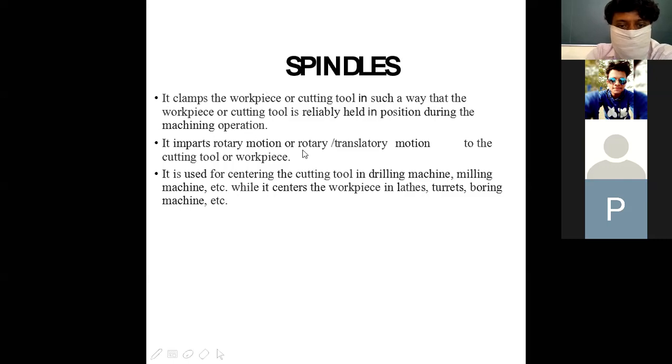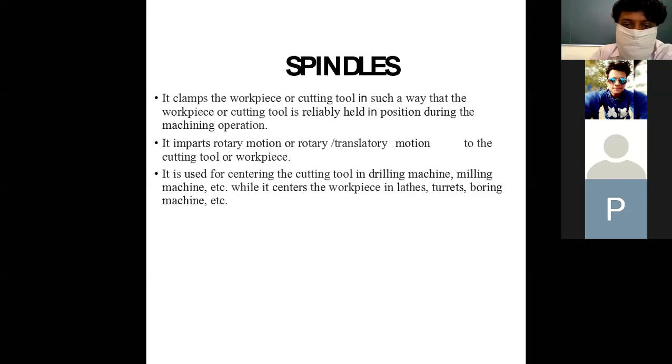Now it imparts rotary motion or translatory motion to the cutting tool or workpiece. What happens when we hold the cutting tool or workpiece in the machine spindle itself? The spindle gets rotated, and due to that it also rotates the cutting tool or workpiece. So we can say that rotary or translatory motion is observed on the spindles.